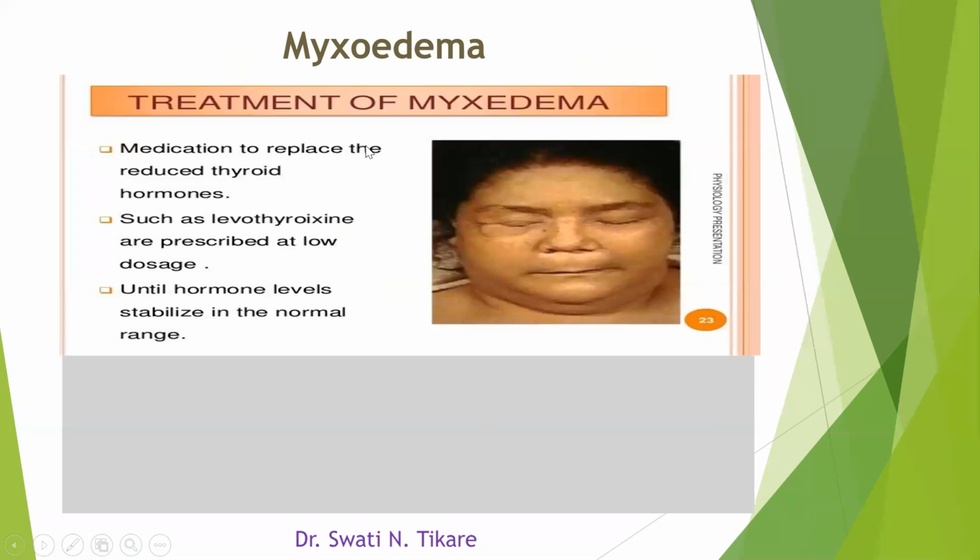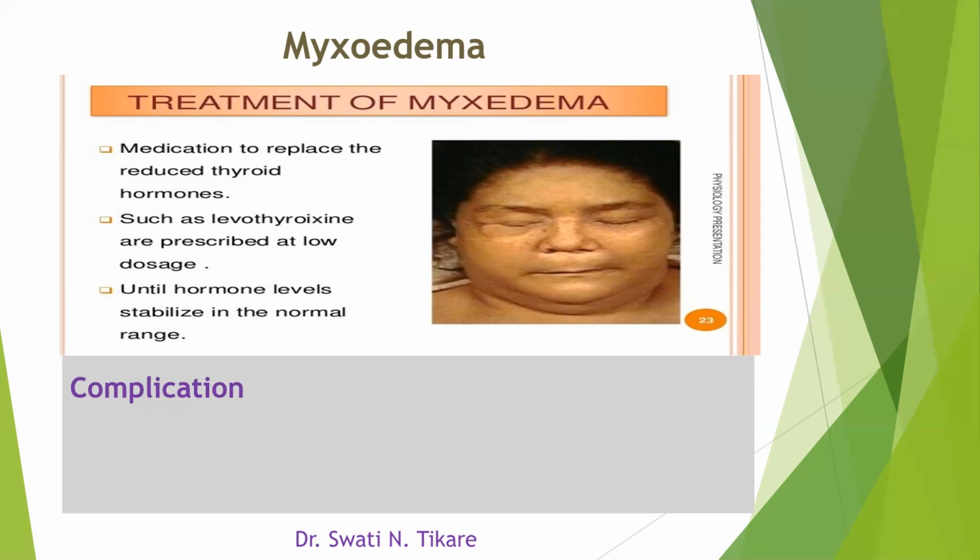So coming to the treatment of myxedema. When there is no thyroid hormone, the only way is to replace it with the analog of thyroxine, that is levothyroxine, prescribed in low dosage, around 30 to 50 milligram, until hormone levels stabilize in the normal range. Okay, TSH and T3, T4 levels have to be evaluated repeatedly until we reach the proper range of each of them.